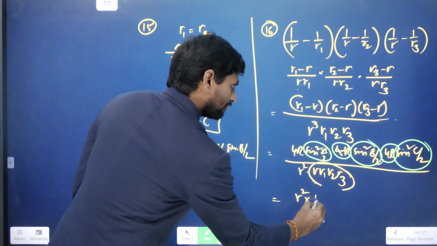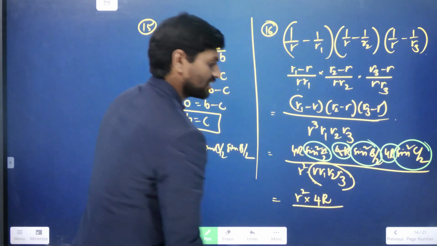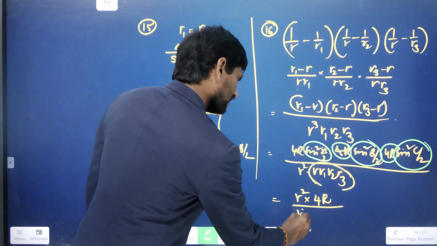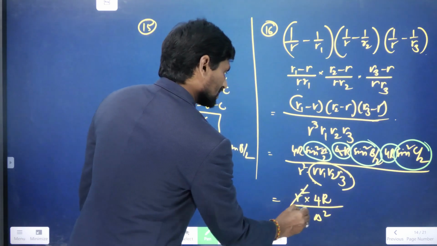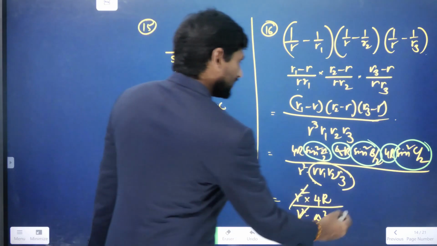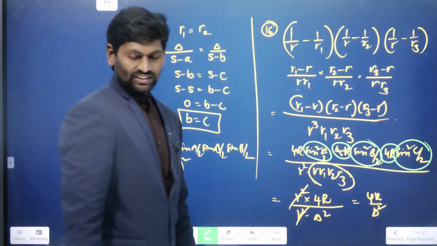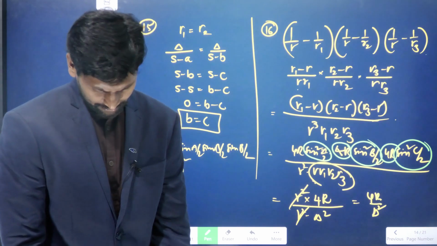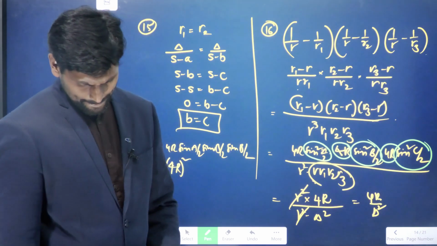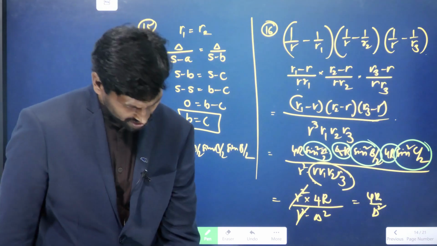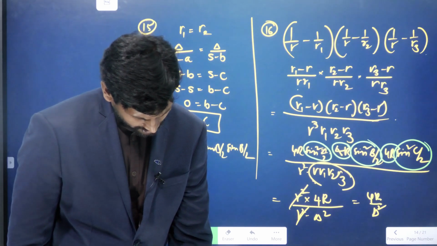and what is remaining? 4R is remaining in the numerator by R square into delta square. R square cancel, that is 4R by delta square. Our answer is 4R by delta square. Okay? What are the options here?